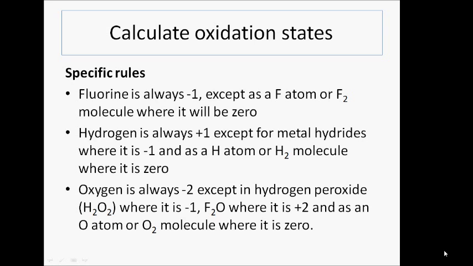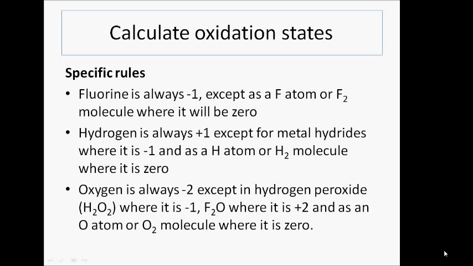But apart from that, if the hydrogen's in a compound, it's always going to have an oxidation state of +1. Or if it's in a complex ion, it's always going to be +1. As an atom or a molecule, an H2 molecule, it will be 0, just like the fluorine was. But apart from H atom and H2 molecule, where it's 0, and metal hydrides where it's -1, hydrogen is always going to be +1.